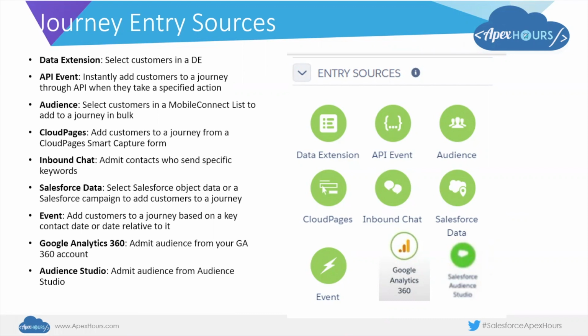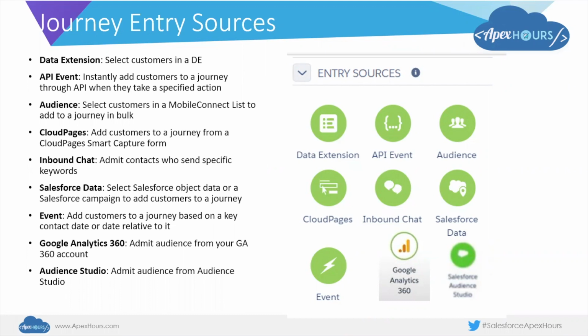The cloud pages entry source is used to add customers to a journey from a smart capture form. So whenever a customer fills in the smart capture form, those records will be added to the data extension and you can inject those contacts into the journey. You can also add some filter criteria. Depending on that, they will be injected into the journey.